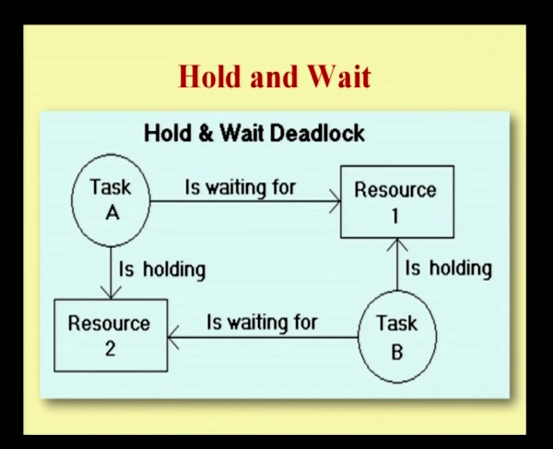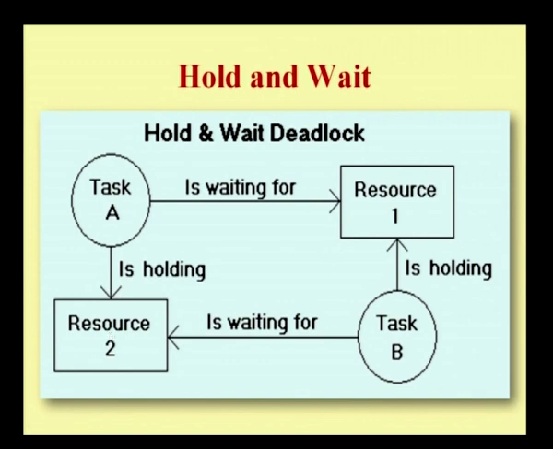Now let us see in this diagram, task A is holding a resource called resource number 2, and it is waiting for resource number 1, which is being held by task B. As of this moment, resource 1 is not available and cannot be readily given to task A. Task B in turn is waiting for resource 2, which is being held by task A. This situation is a deadlock, wherein task A is holding resource 2 and waiting for resource 1, and task B is holding resource 1 and waiting for resource 2.